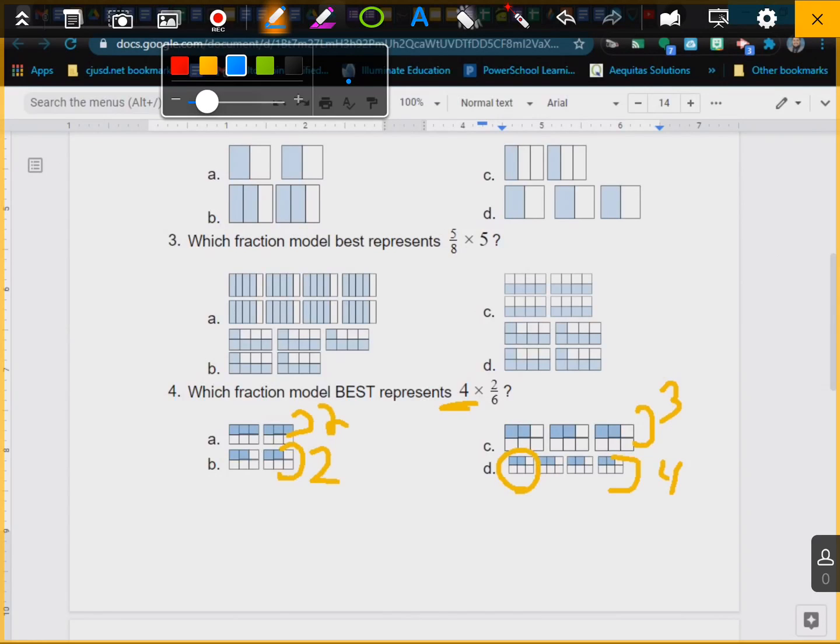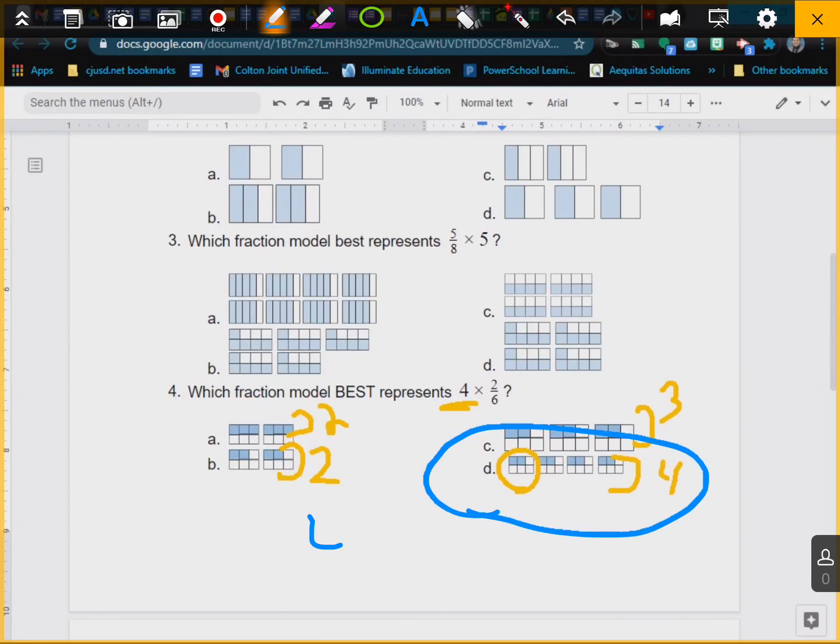It represents 4 times 2 over 6. There's 4 total. In each box, there's 6. And in the shaded are 2, right? All right, that's number 4.